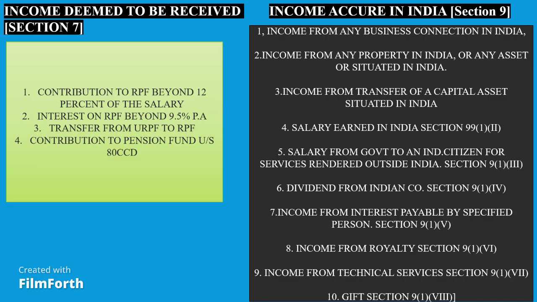Section 9. Income deemed to occur or arise in India. Income accruing or arising from business connection, etc. Section 9, subsection 1, clause I. All income accruing or arising, whether directly or indirectly, through or from any business connection in India, or through or from any property in India, or through or from any asset or source of income in India, or through the transfer of a capital asset situated in India, shall be deemed to accrue or arise in India.